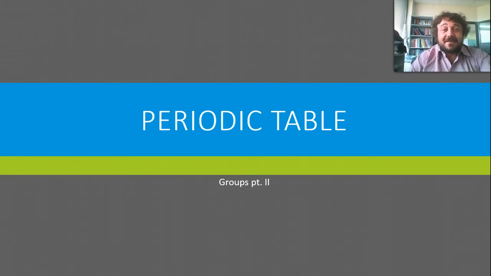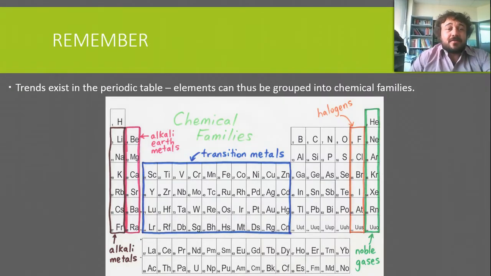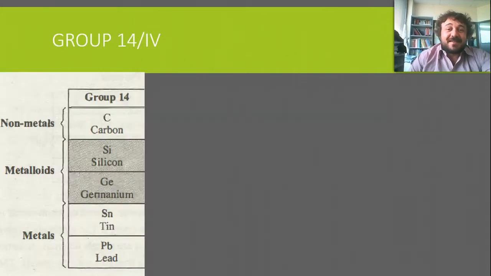Alright, so today we're going to talk about the second lot of groups in the periodic table. By the end of this you should be able to identify the properties of these groups: group 4, group 7, and group 8, the noble gases. You need to remember that trends exist in the periodic table, and this allows us to group them in periodic families. We'll start off with group 4.